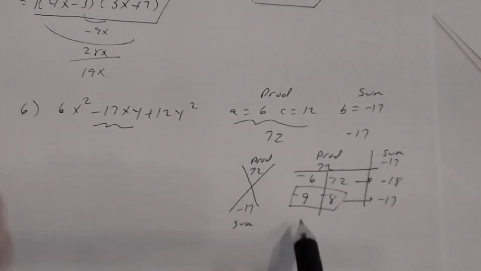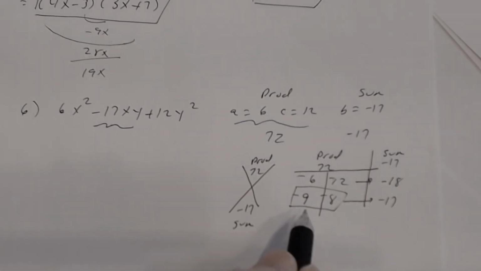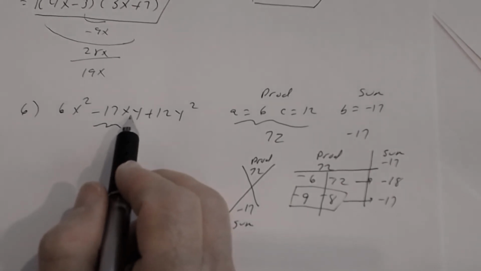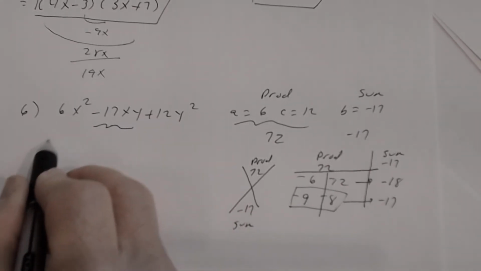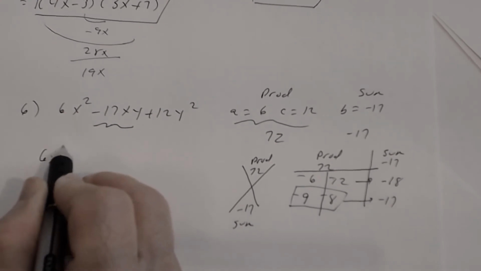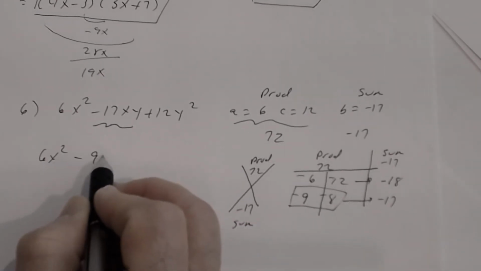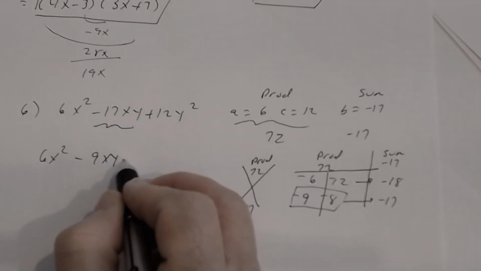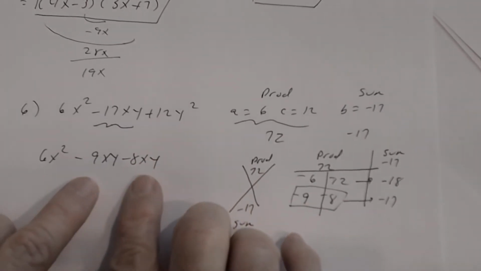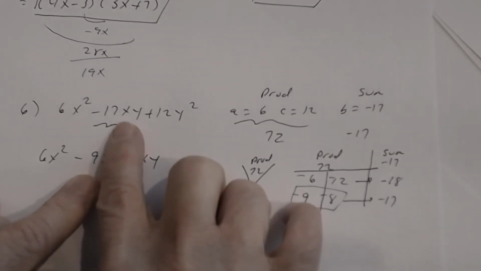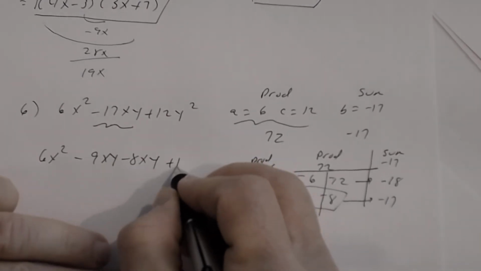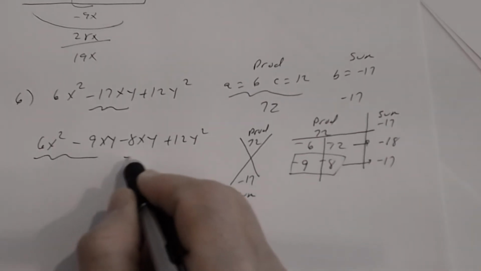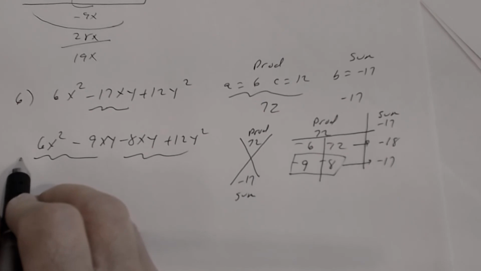Okay? And so now I'm going to rewrite this middle term using those two numbers. Now be careful when you rewrite the middle term. You see how you have an x and y? You got to make sure you still have that in there. So in other words, I'm going to get 6x squared minus 9xy, right? Minus 8xy. Because a negative 9xy and a negative 8xy is a negative 17xy. And then plus 12y squared. All right. And then you group them, and then you go from there. So you're going to factor by grouping now.